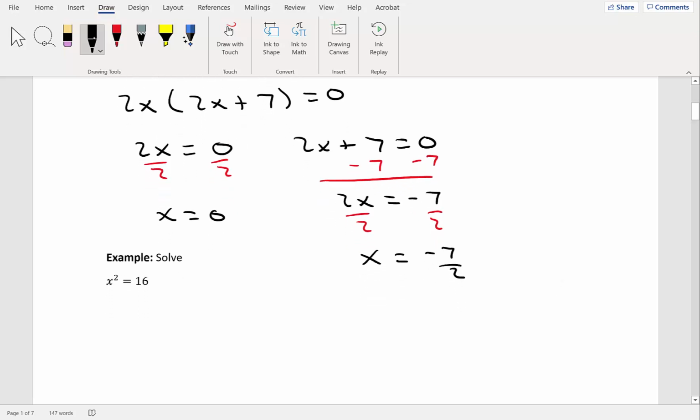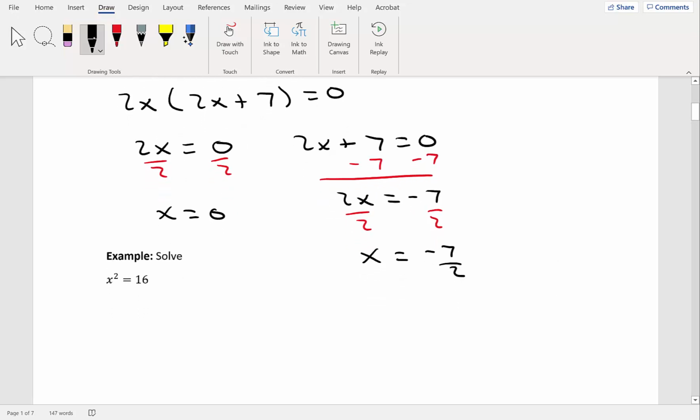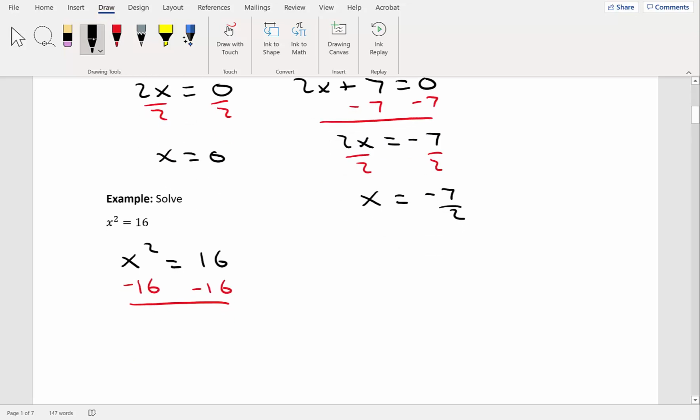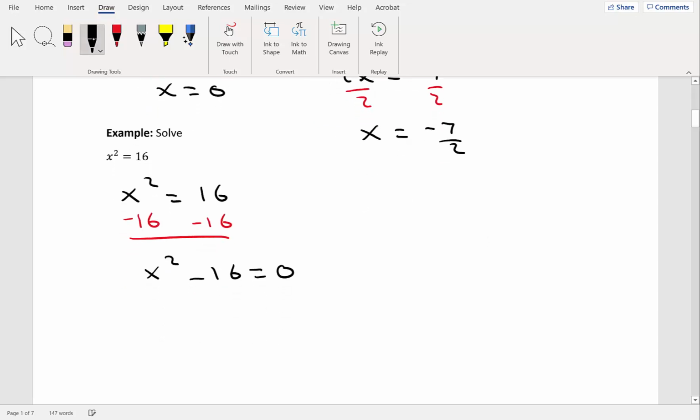Now our next example, solve, we have x squared is equal to 16. First I would have to go ahead and get one side equal to 0, so subtract 16 from both sides. I get x squared minus 16 is equal to 0. And now I could factor. This is a difference of two squares, so this factors into x minus 4 times x plus 4.